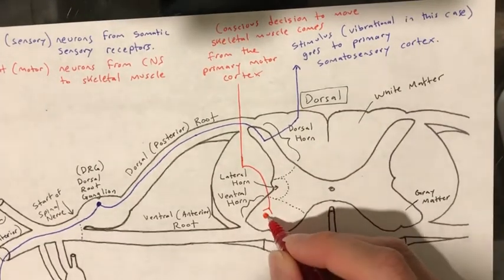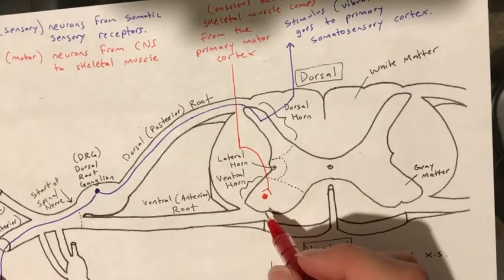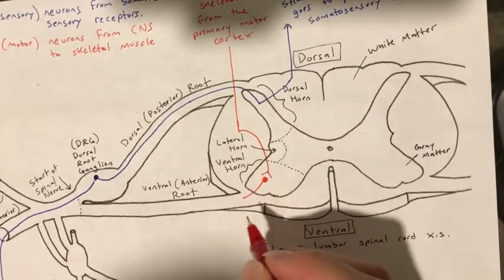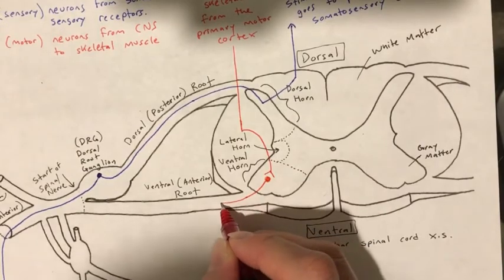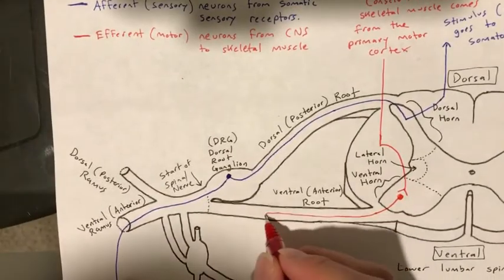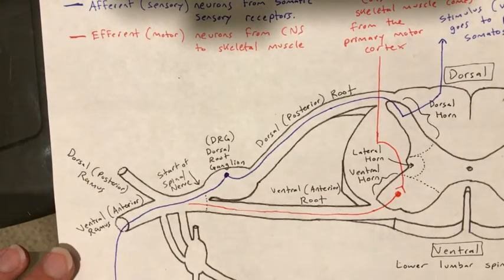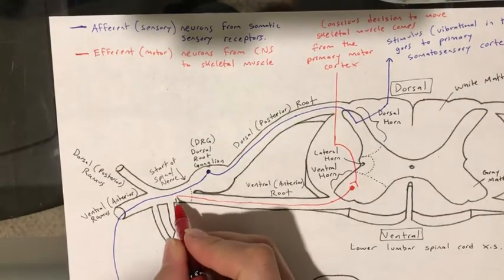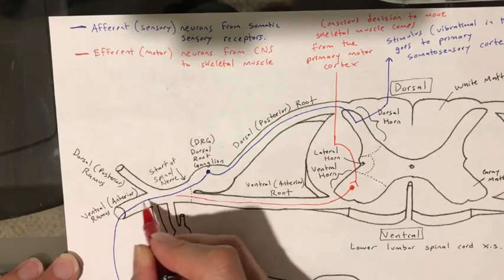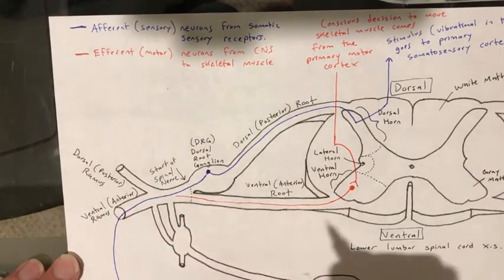So here I'm drawing a cell body of a second motor neuron. And this one extends through the ventral root, continues into the spinal nerve area. And then from the spinal nerve area, it has sort of a decision here. Is this neuron going to go through the ventral ramus, or is it going to go through the dorsal ramus?